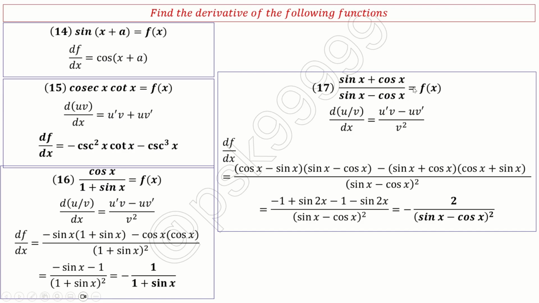Sin x plus cos x divided by sin x minus cos x. You will apply differentiation of u by v, which is straightforward. Only thing is, assume that sin x plus cos x is one term and sin x minus cos x is the other term. Okay, so you will get minus 2 by sin x minus cos x whole square.